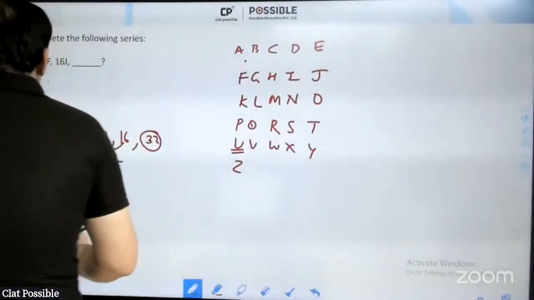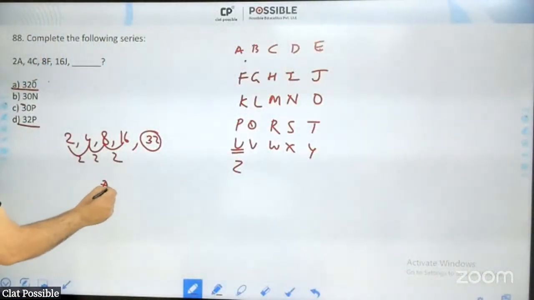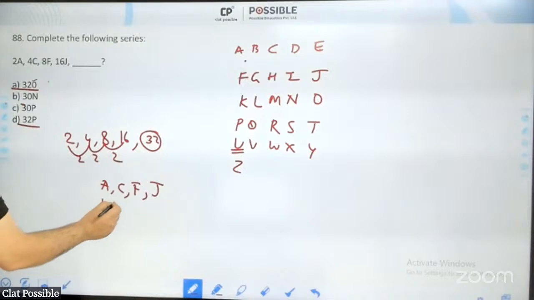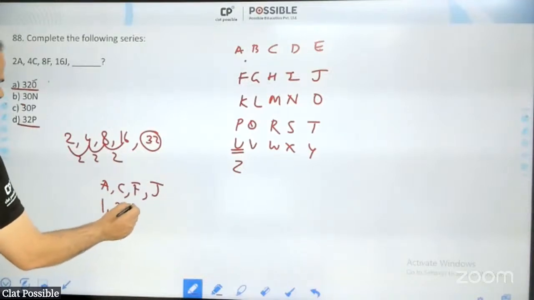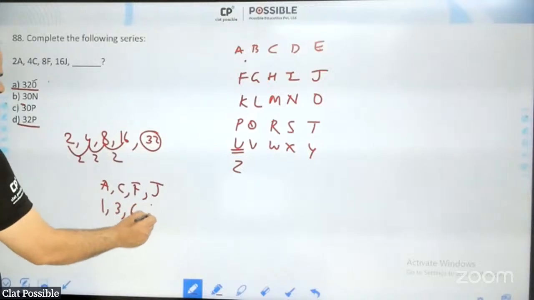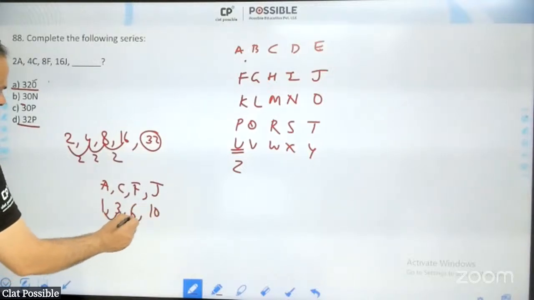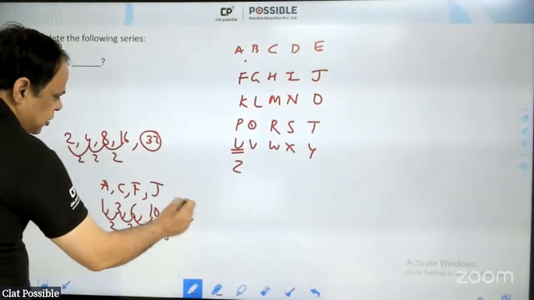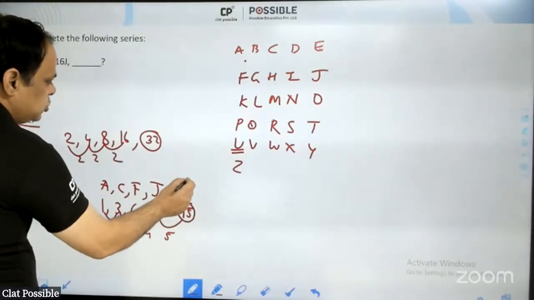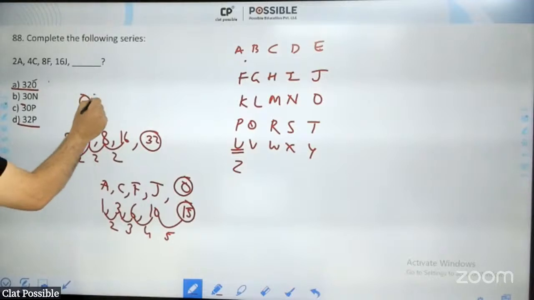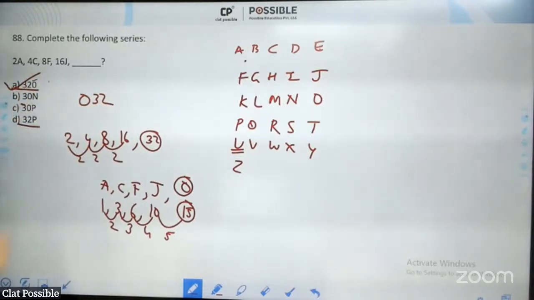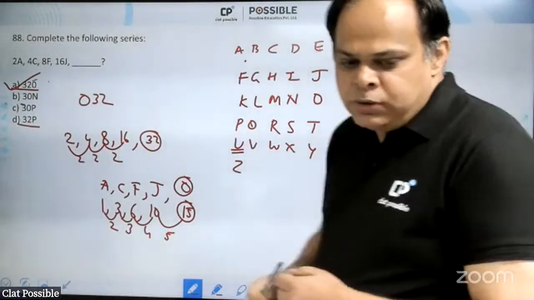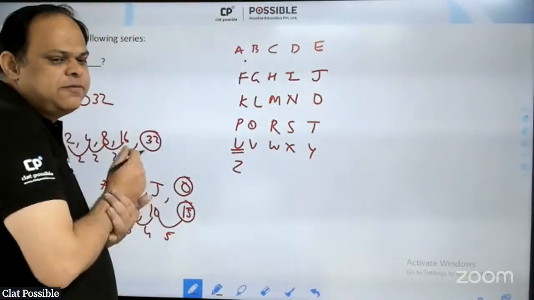Let's look at the alphabets A, C, F, and J. A is 1, C is 3, F is 6, J is 10. So the gap of 2, gap of 3, gap of 4. So the next gap should be 5. Therefore 15 should come. What is 15? 15 is O. So O32 should be the correct answer. So that is option number A. Hope this is clear to you, everybody. Yes, so very simple questions have come in this year.